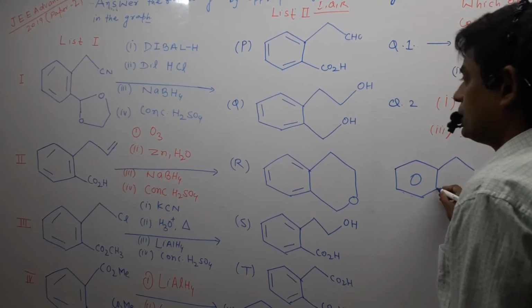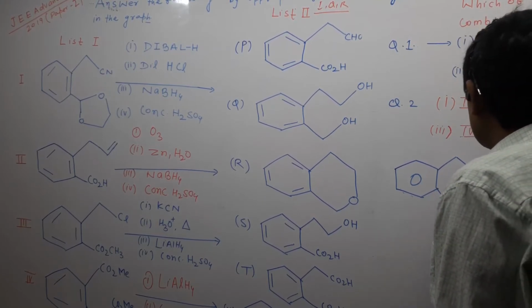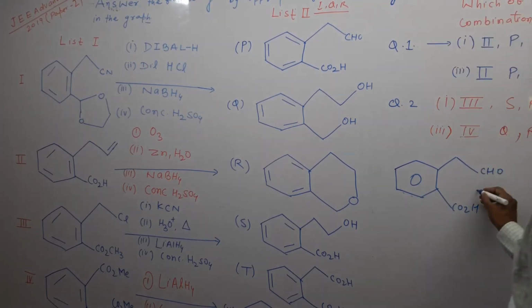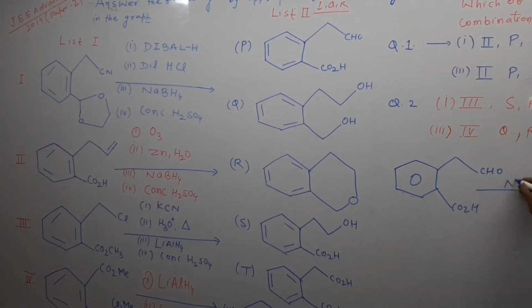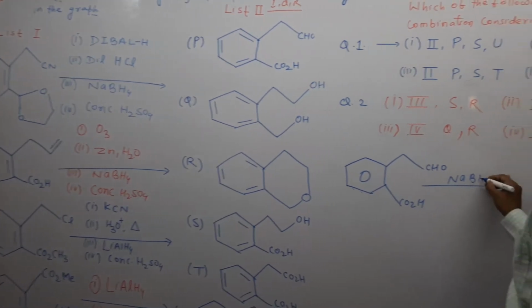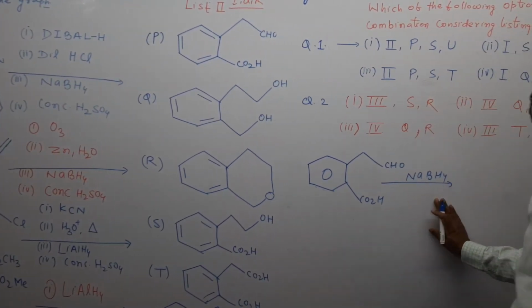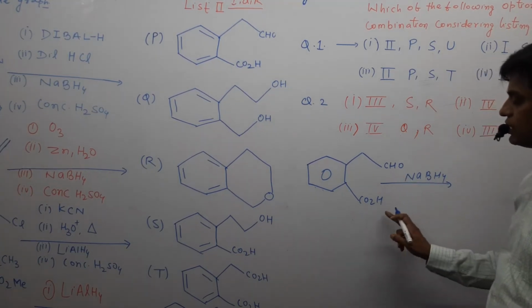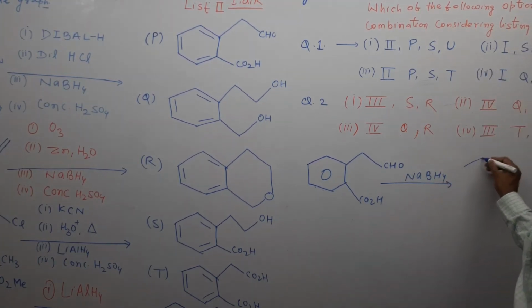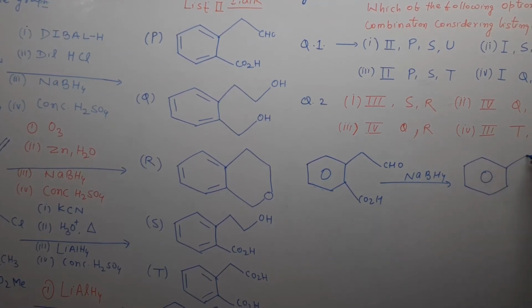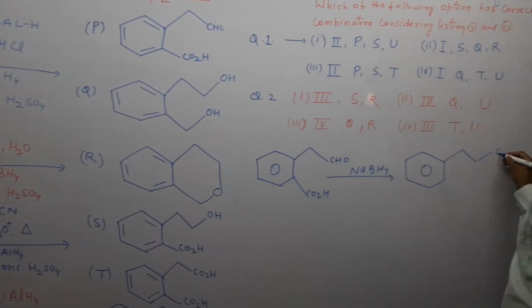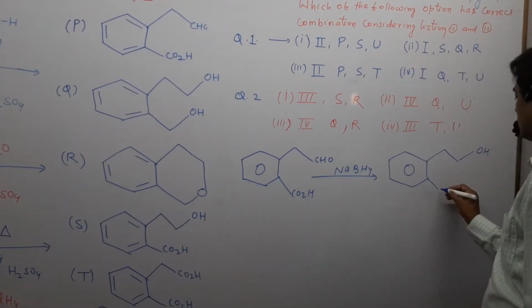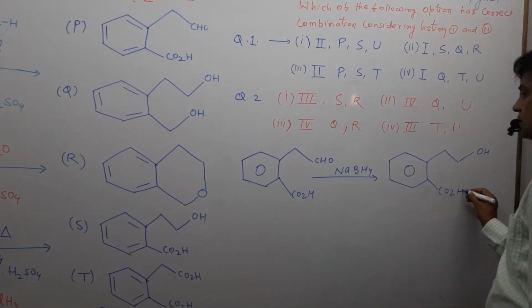CHO and CO2H. Now this will react with NaBH4. We know that NaBH4 is a mild reducing agent which reduces aldehyde to alcohol and it doesn't affect the carboxylic group. So we got this. Here it converts into alcohol and this will be CO2H.